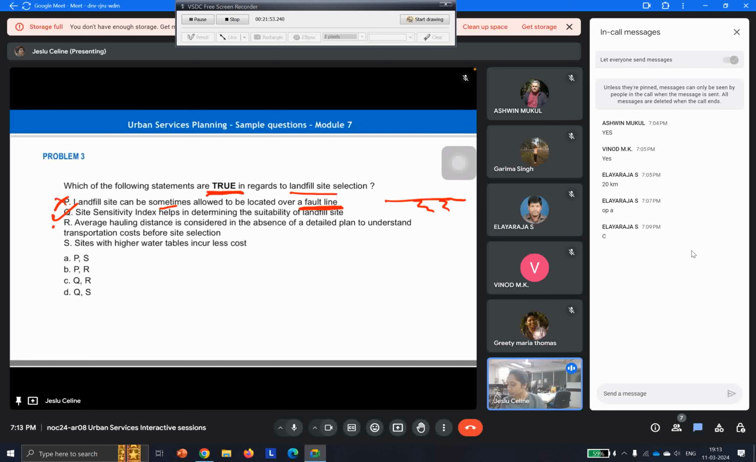And then we have S, which talks about sites with higher water tables incurring less cost. Is that a correct statement? Yes, no?